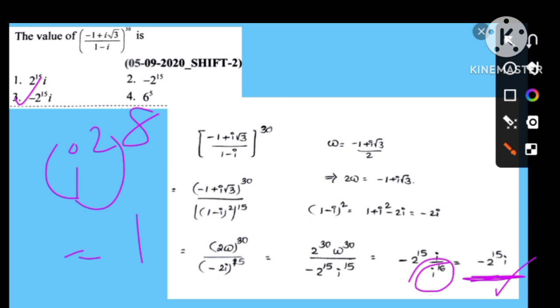This is the final 2020 shift 2 paper question. Very easy question. Directly within seconds we can solve this question. Understand all of you? Okay.